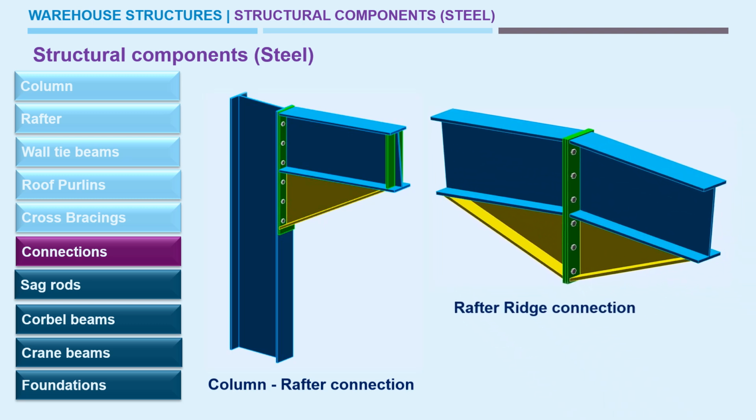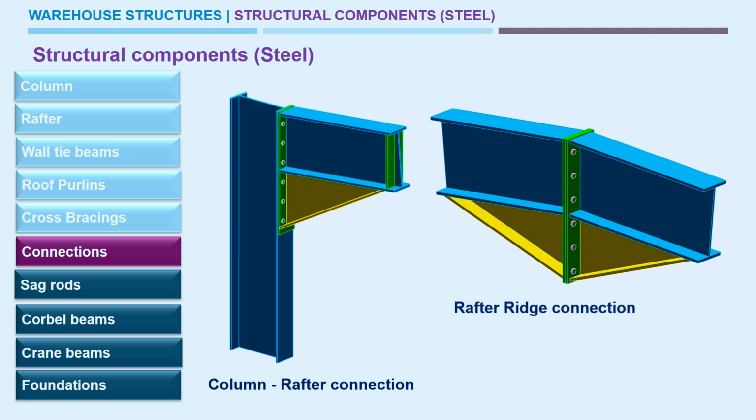Next, the rafter ridge connections. If the rafter has a larger span, then in order to connect this rafter, we need to provide haunches, similar to what we discussed for column and rafter connections. Also, if the number of bolts is unable to be accommodated within the depth of the rafter beam, then we need to provide haunches by extending these connection plates.